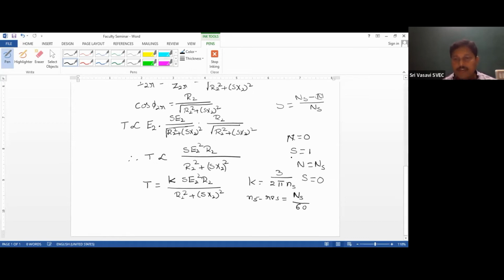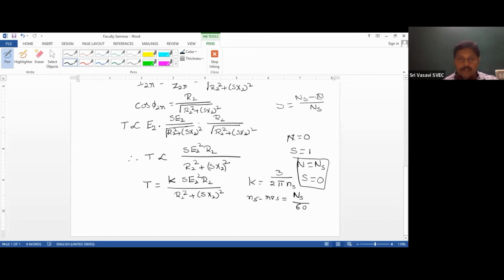This is not possible for a three-phase induction motor. Why? Because if the rotor also rotates with synchronous speed, there is no relative speed or relative motion between the rotating magnetic field and the rotor conductor. Obviously, the three-phase induction motor comes to rest position. So N equal to Ns and S equal to 0 is not possible for a three-phase induction motor.